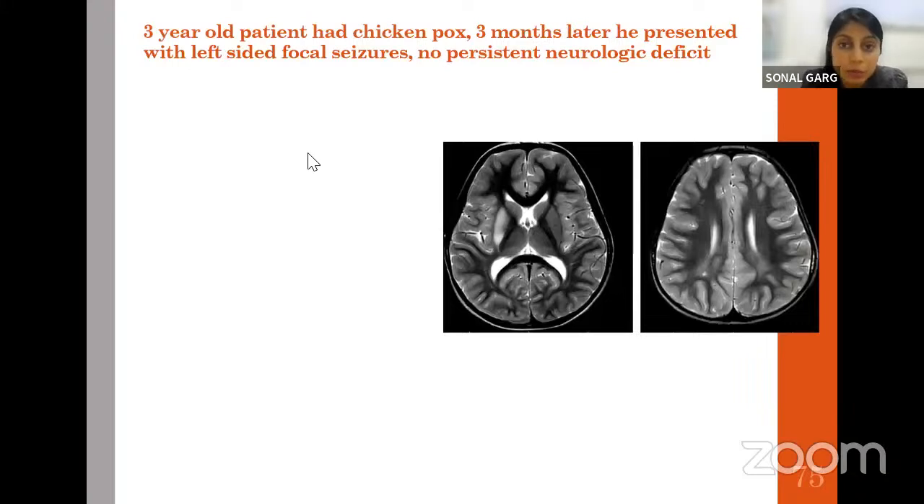Now this is the next imaging modality. This is a 3-year-old patient who had chickenpox, and 3 months later he presented with a left-sided focal seizure. And there was no persistent neurological defect.